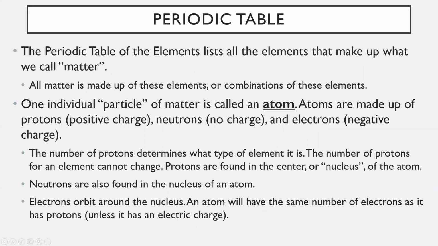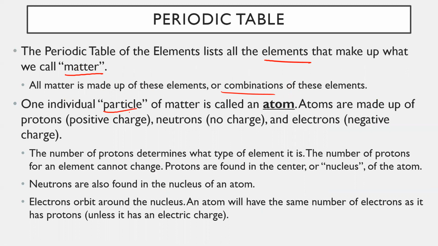All right, next thing that we need to talk about, just kind of a lead-in before we talk about ionic and molecular compounds, is the periodic table. So hopefully you have one in front of you. If you're glancing at it right now, that's great. Keep in mind your periodic table of elements lists all the elements that make up what we call matter. So all actual physical things. Now all matter is made up of these elements or combinations of these elements. A combination is called a compound. We'll get into that in a little bit here.